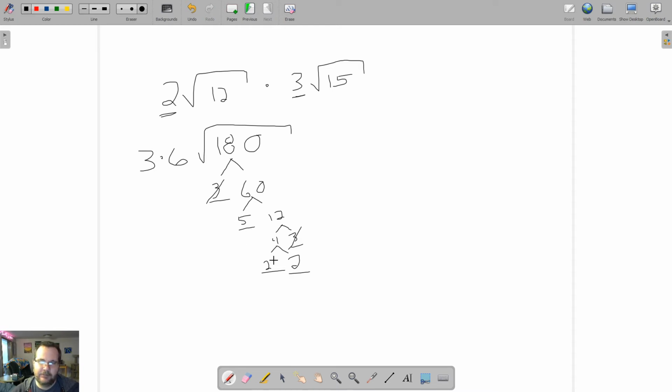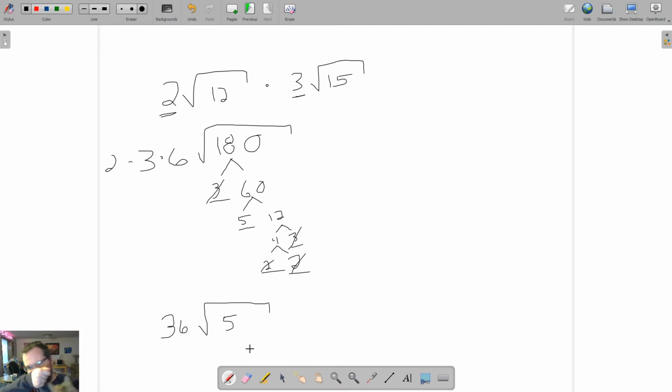There's not a pair of 5s, but there is a pair of 2s. So I'm going to cross out both 2s and add a times 2 on the outside. Now on the outside, I've got 2 times 3 times 6. 2 times 3 is 6. 6 times 6 is 36 for the outside. And now the only thing left for inside the house is 5. So this is 36 times the square root of 5.